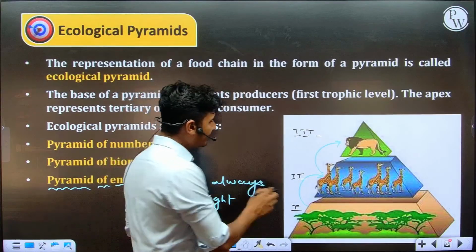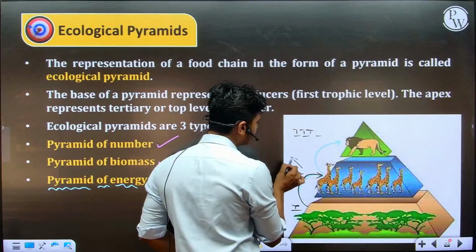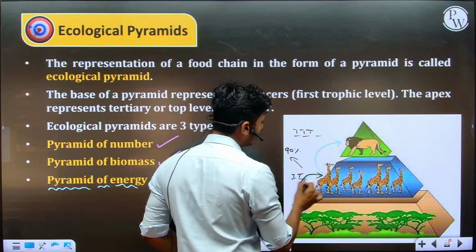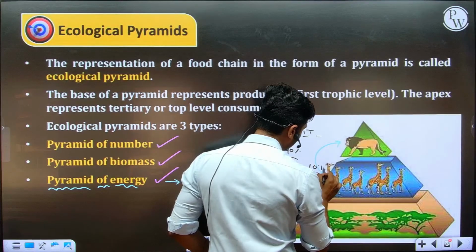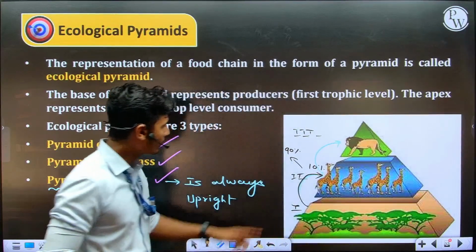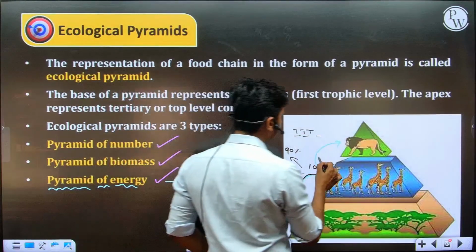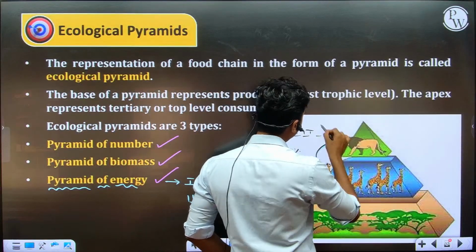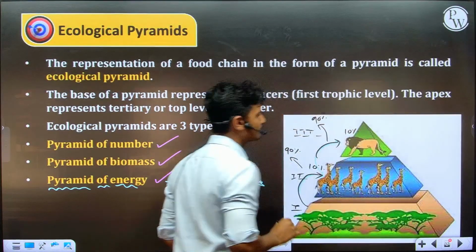Now in this transfer, 90% of the energy is lost, and only 10% of the energy is transferred from the plant to the deer. Now from deer to lion, another 90% loss and only 10% is transferred to the lion.